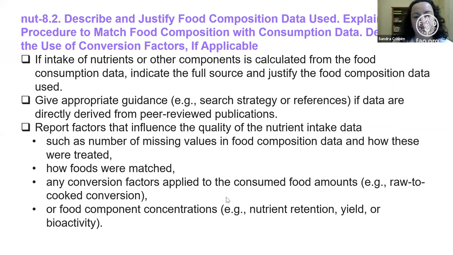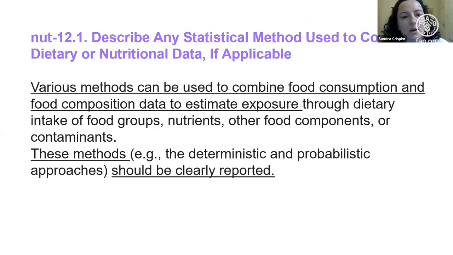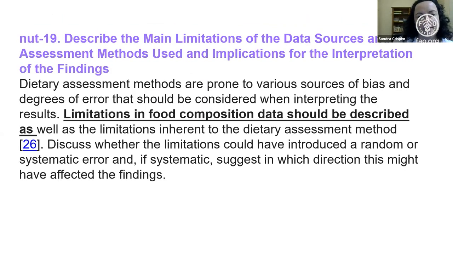It even mentions that we should also make clear the number of missing values in food composition and how these were treated. There are three other guidances, one to describe any statistical method used to combine dietary or nutritional data, if applicable. This one I find very interesting and important: that limitations in food composition data should be described as well.